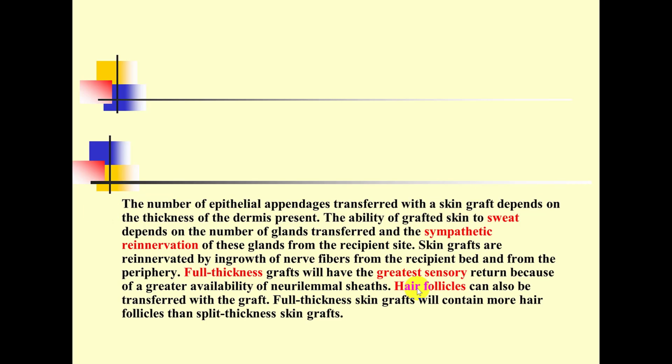So the full thickness graft will have a great sensory return because it has a great availability of the neurilemmal sheath that facilitates reattachment and regrowth, the rearrangement of the nerve endings between the graft and the donor site, and this regrowth of the peripheral nerves retains the sensation. So the thicker the graft, the more sensation is retained.